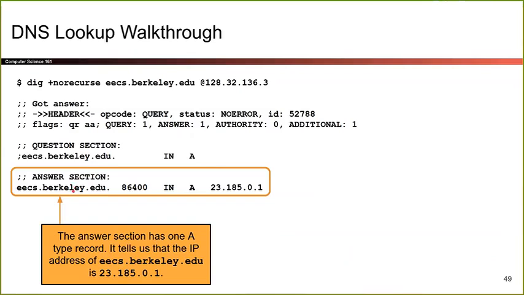The answer tells us that the eeks.berkeley.edu domain has address 23.185.0.1, and we're done. We got the answer, so that's great. That's the answer.